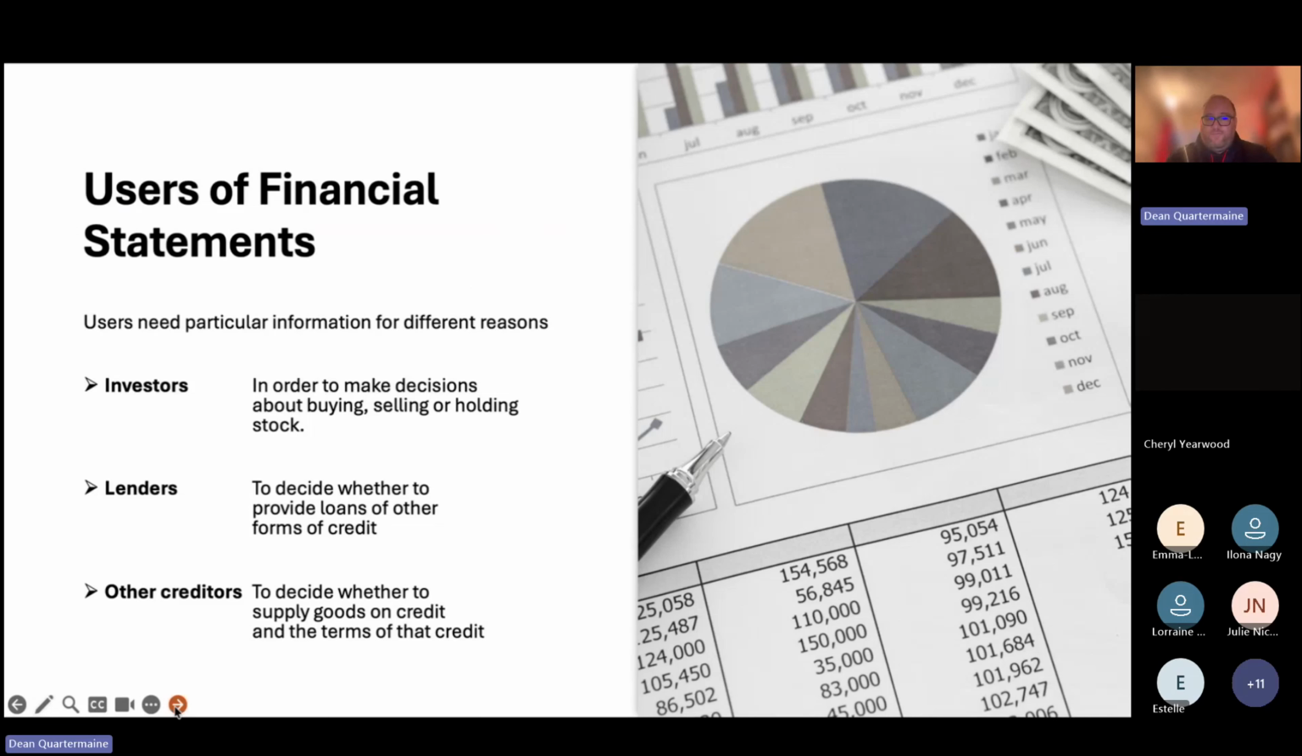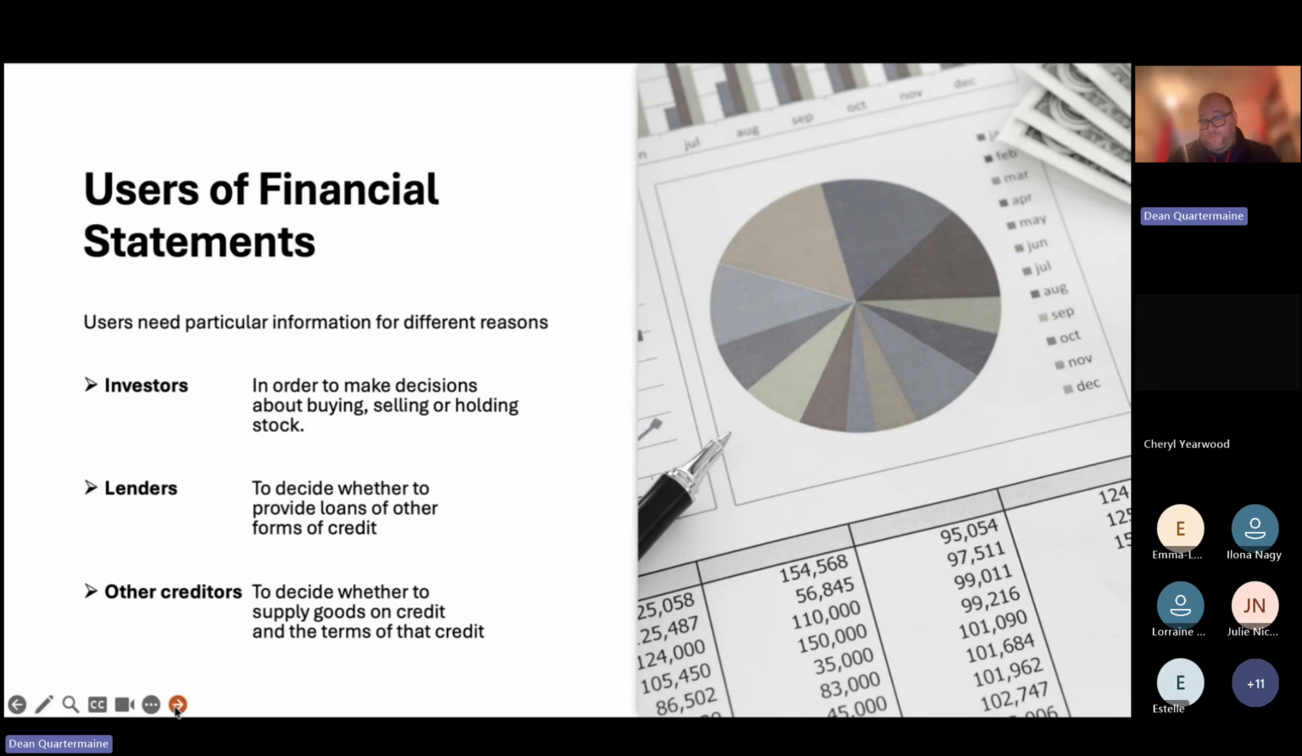Lenders. So lenders, typically banks. They would want to look at financial statements to understand whether or not to provide a loan or other forms of credit. Banks are generally very risk averse. So they want to understand what the risk is. They want to look at how much debt you've already got in the business. So what's your debt to equity ratio? They want to understand what the level of return within the business is. So what's your return on capital employed? What level of profit do you have? They want to understand all that so they can make an informed lending decision.